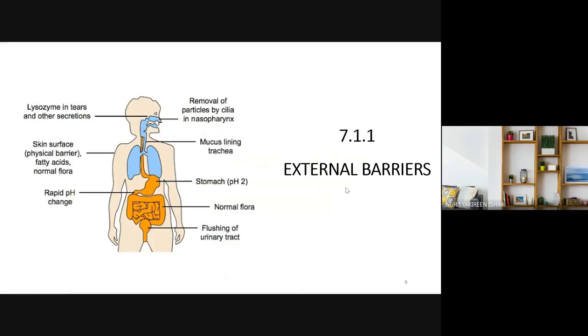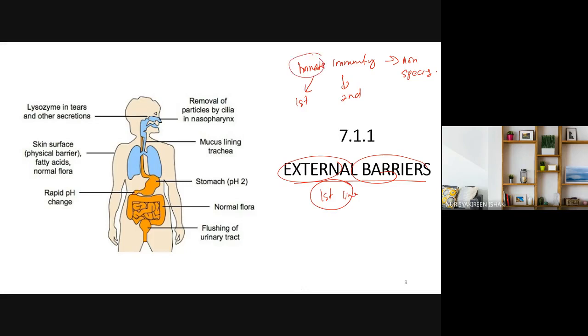So dah explain tadi sebenarnya, dah cover dah sebenarnya kan external barriers ni. External barriers as I mentioned, it is first line defense. Okay, external barriers, first line defense. Dia ingat kalau innate immunity, okay, first line defense and second line defense. Mechanism dia non-specific. Okay, kalau adaptive, specific. Alright. So external barriers, first line defense of innate immunity.